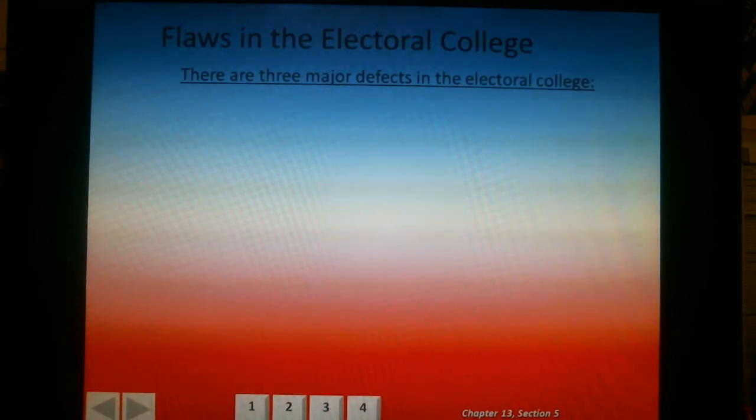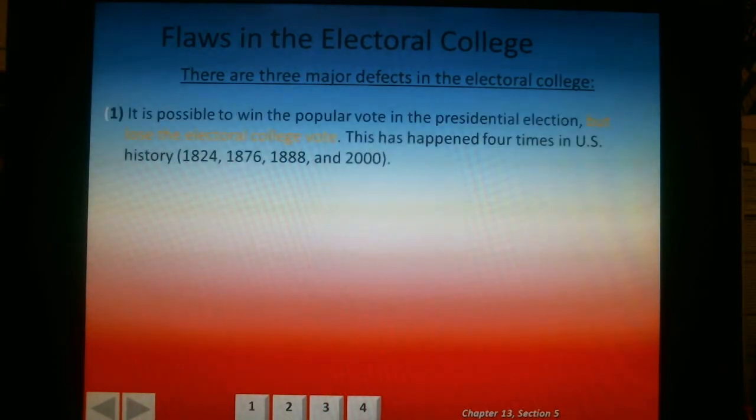Basically, over the years, political historians and others have looked at the Electoral College and have found 3 major defects with it. It is possible to win the popular vote in the presidential election, but lose the Electoral College vote. This has happened, like I said, 4 times in our nation's history. The most recent in 2000, where Al Gore, a Democrat, won the popular vote, but he did not win the electoral vote, and so George Bush became president.